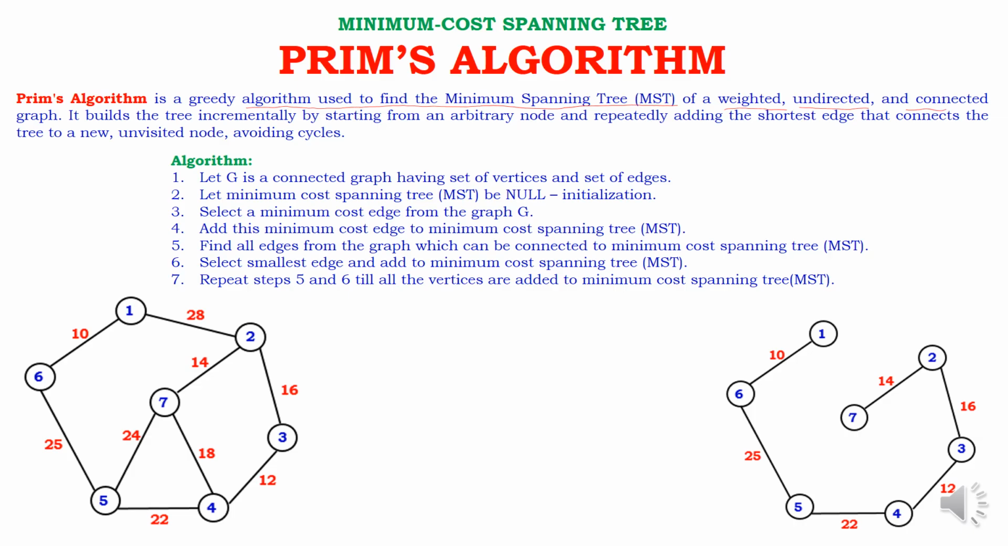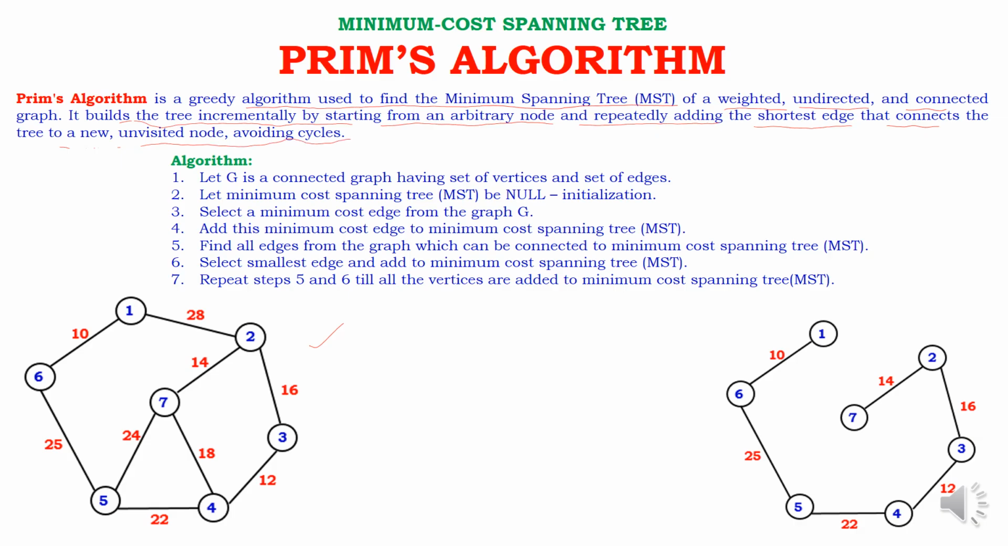See here, it is a graph. It is having 7 nodes. It is an undirected graph. It is a connected graph. It is a weighted graph. Weighted graph means every edge contains some weight or cost. It builds the tree incrementally by starting from an arbitrary node and repeatedly adding the shortest edge that connects the tree to a new unvisited node, avoiding cycles.